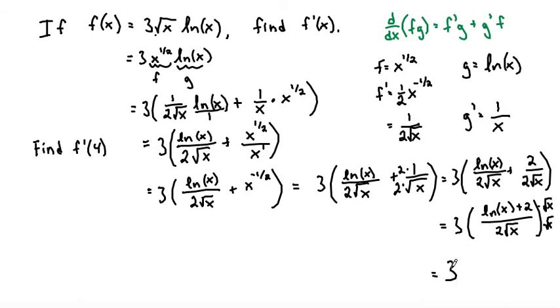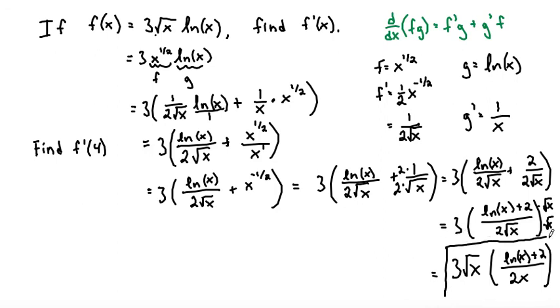is 3 times, let me actually put my root x out front with my 3 since I have it there, 3 root x times ln x plus 2 over 2x, because the root x times root x would be x. Yeah, so I think that that would be my fully simplified derivative.